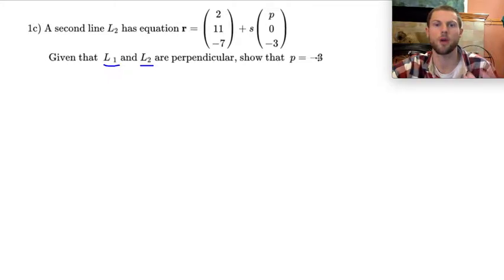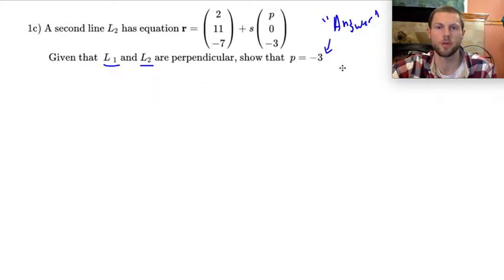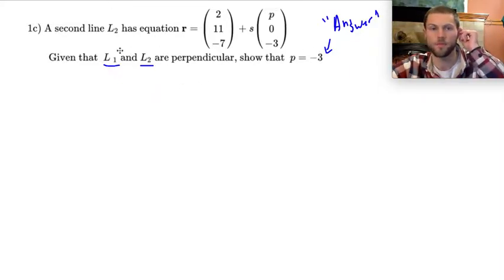This is a "show that" problem, so we're thinking of p equals -3 as the answer that we're supposed to get after doing a bunch of work. We're not going to start with p equals -3, so I'm not going to plug it in, but I'm going to do some work knowing that these two are perpendicular, and hopefully I'll get p equals -3.